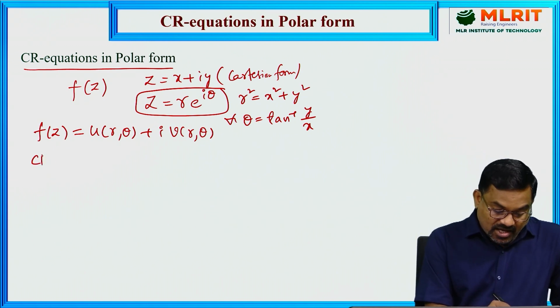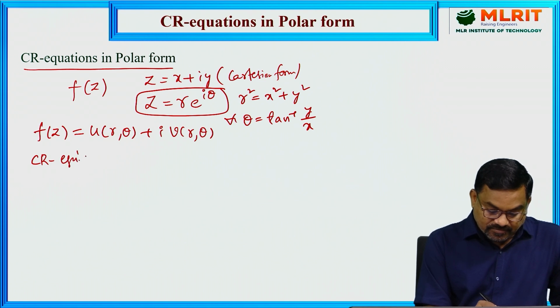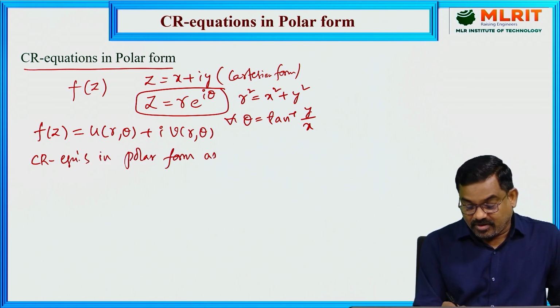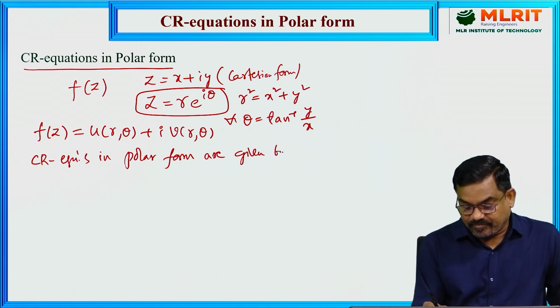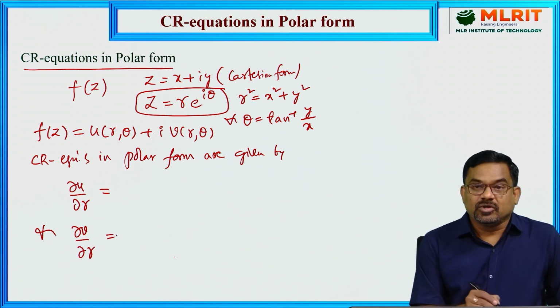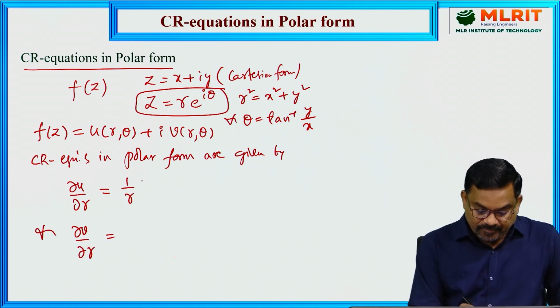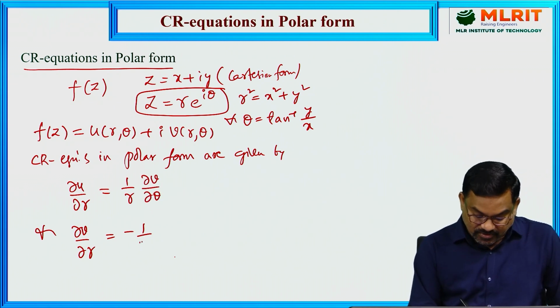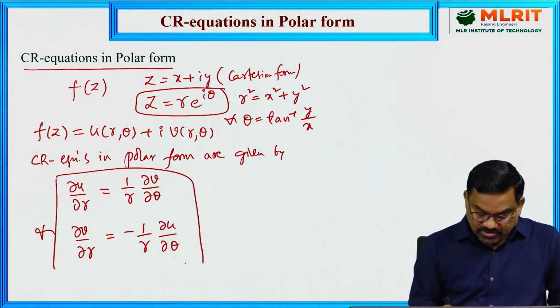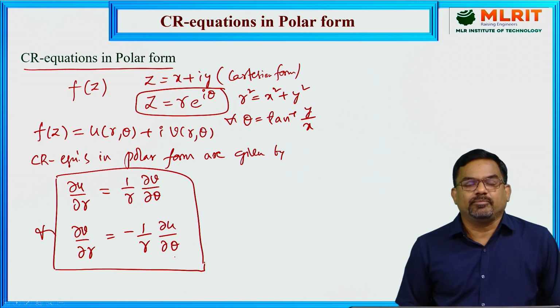Now, the CR conditions or equations in polar form are given by ∂u/∂r equals 1 by r ∂v/∂θ, and ∂v/∂r is minus 1 by r ∂u/∂θ. So, these two equations are the CR equations in polar form.